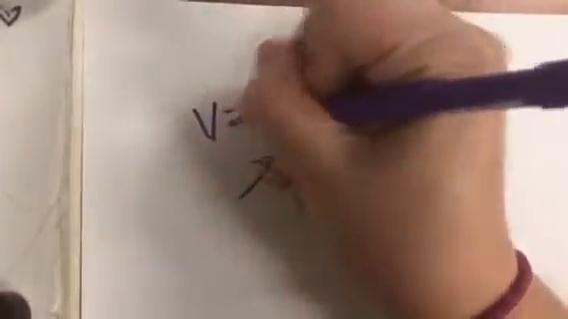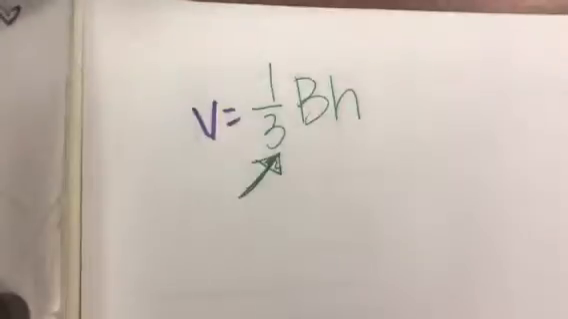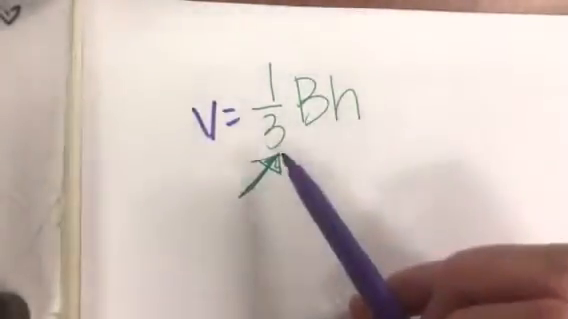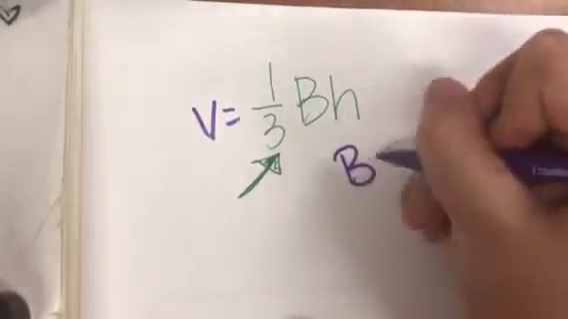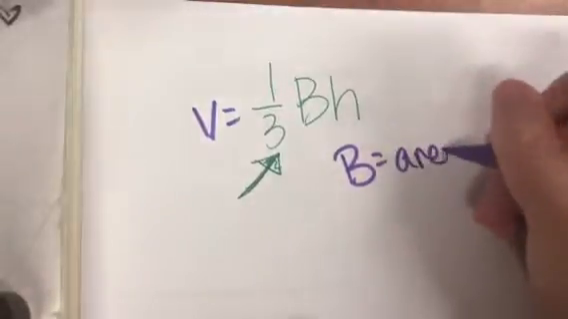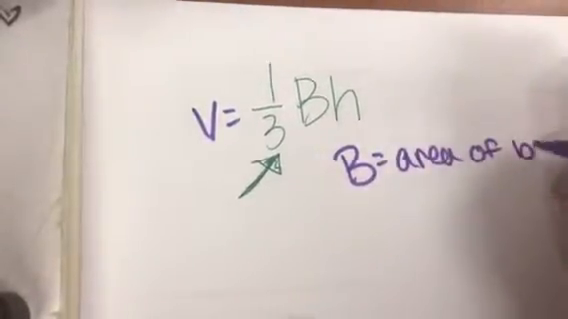For volume equals 1/3 base times height. I have to have the V, I'm sorry. I'm just leaving some space for you to put things in. And look how big that V is. So the big thing about this is 1/3 big B times H. What is the big B? Area of the base.